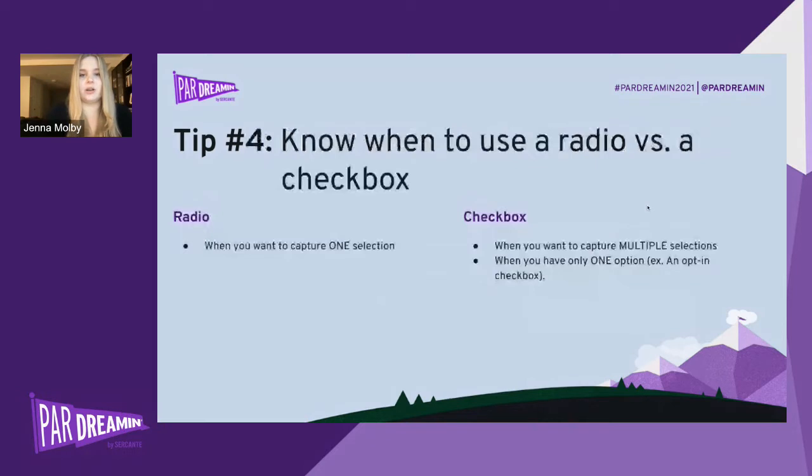Tip number 4 is know when to use a radio versus a checkbox. So a radio button is great for when you want to capture one selection, and a checkbox is when you want to capture multiple selections, or if you only have one option, example being an opt-in checkbox. This is something that I see people not know how to differentiate a couple times, so I decided to put this in here.